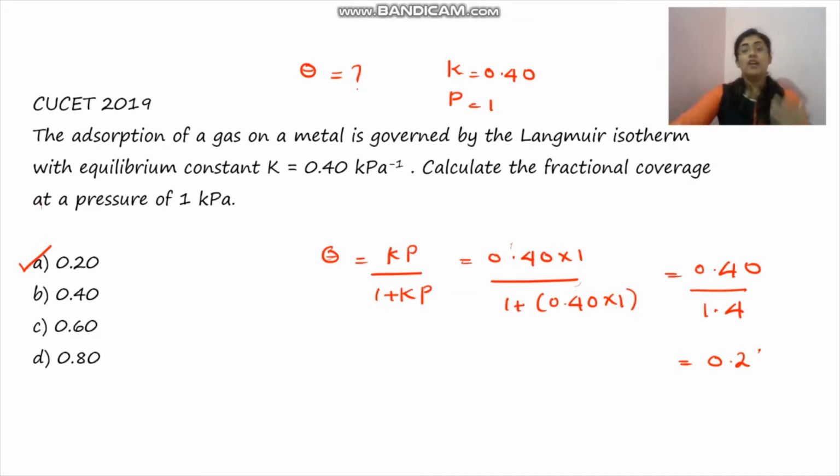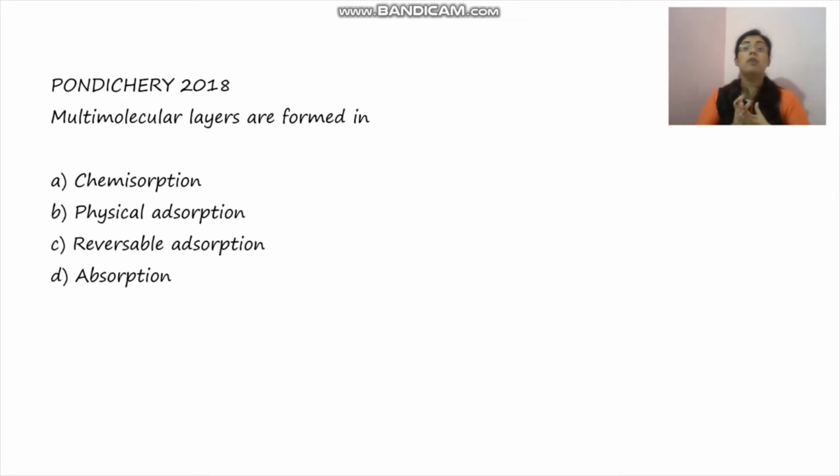So moving on to the next question. This is from the Pondicherry University entrance examination given in the year 2018, where it's a direct question. They have just asked in which type of adsorption multimolecular layers are formed. They've given chemisorption, physical adsorption, reversible adsorption, and absorption. So we learned that there are two types of adsorption, chemisorption and physisorption. Chemisorption forms unimolecular layers, and it is physical adsorption which forms multimolecular layers.